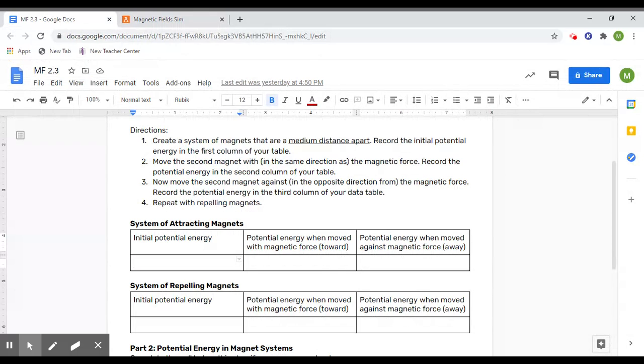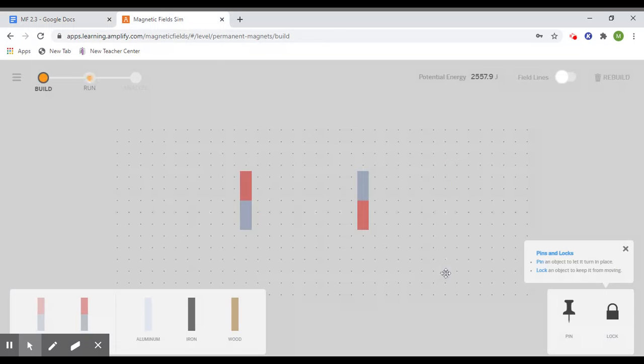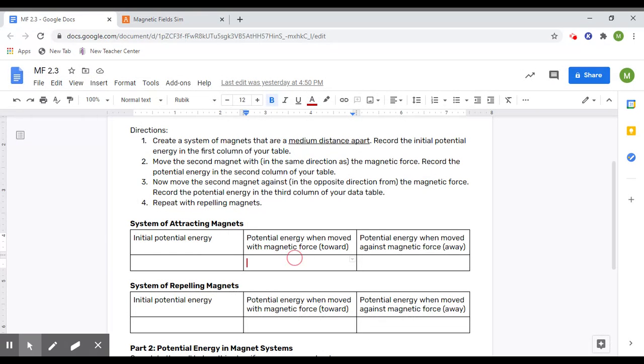Our next step is to move the second magnet with, or in the same direction as, the magnetic force and record the potential energy in the second column. So we're going to put that here when we move the magnet towards the other one. Okay, so I move it towards, I see the potential energy change here, and I'm going to record that here.